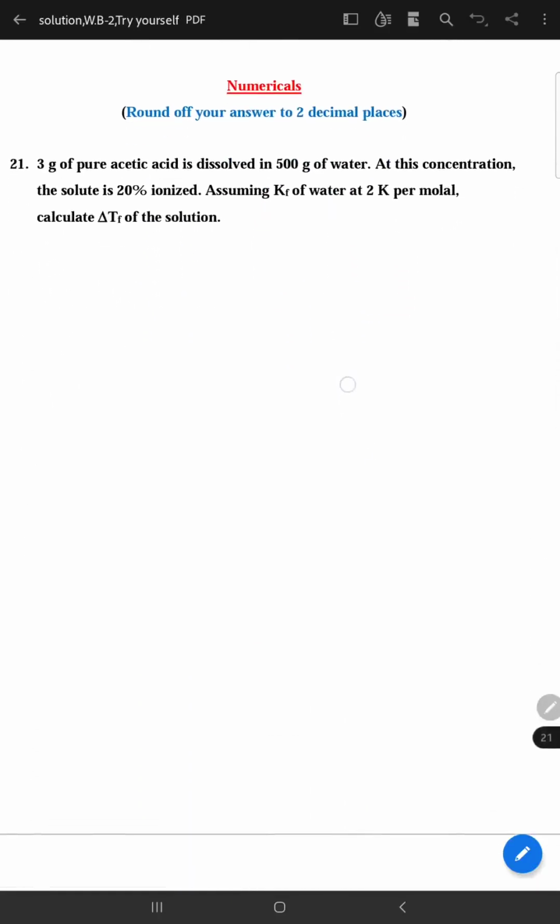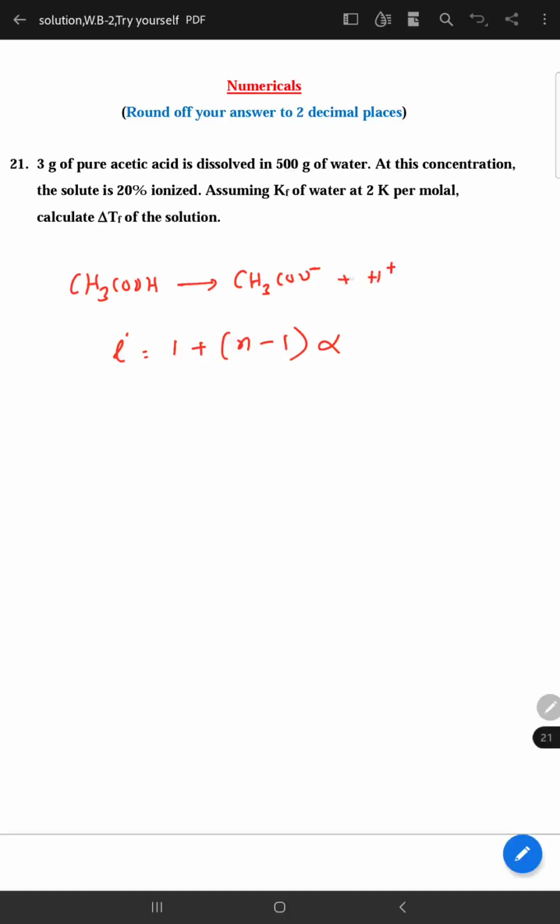Question number 21, that is a numerical question. So you read that question. They have given acetic acid CH3COOH. So when it is dissolved in water, you will get CH3COO minus and H plus. So now you can find out the Van 't Hoff factor for this. Since it is a dissociation, for the dissociation process, the Van 't Hoff factor and degree of dissociation are represented by this relation. Alpha is called the degree of dissociation.